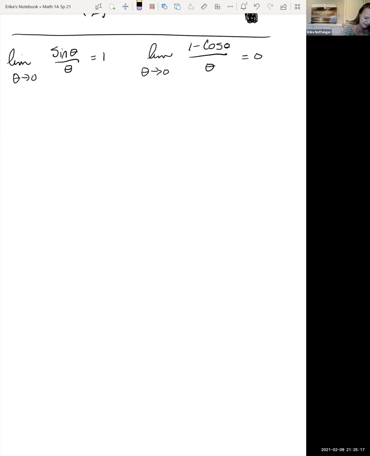So we just came up with two important theorems: the limit as theta goes to 0 of sine theta over theta is equal to 1, and the limit as theta goes to 0 of 1 minus cosine theta all over theta is equal to 0. Keep those in mind, we might need to use those. Let's look at an example of a limit of a trigonometric function.